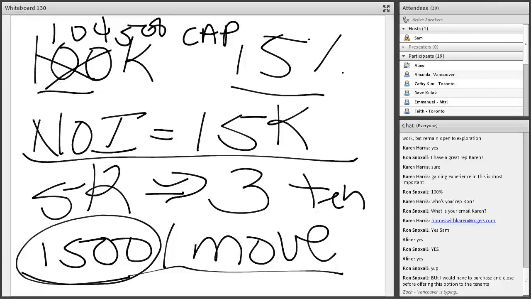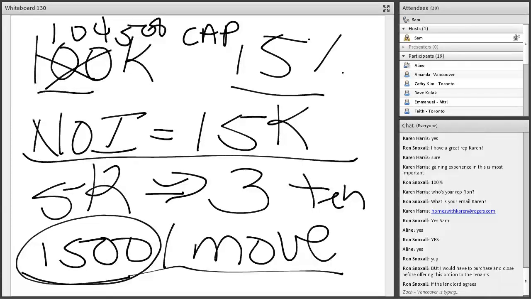It's the same thing with the expense of rehabbing a property. If you're rehabbing a property and the purchase is 100 and the property needs $10,000, you just add the $10,000 to the purchase price to calculate numbers. But I would have to purchase and close before offering this option to the tenants. Yeah, no, you can offer that, Ron. That's a condition of the purchase.